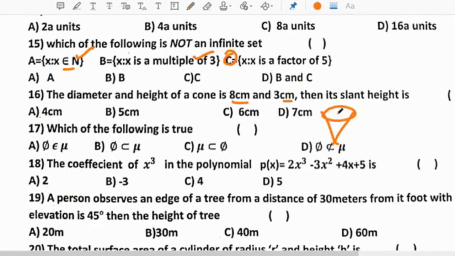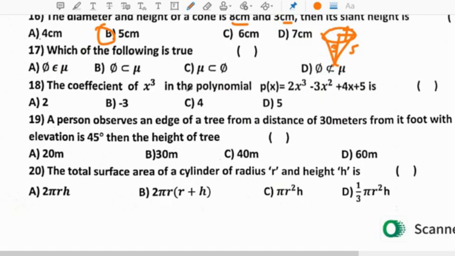Diameter, we know the radius is half of the diameter, and the height is 3. Obviously the slant height will become 5. The quotient of x cube in the polynomial, the x cube quotient is 2, so the correct option is 2.